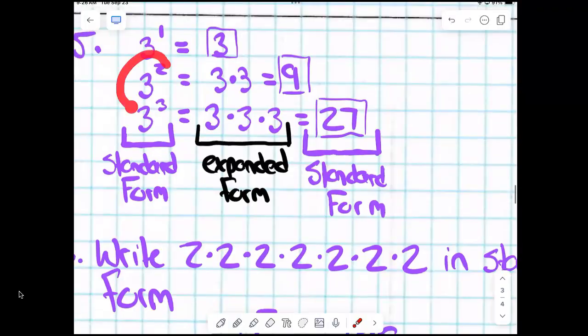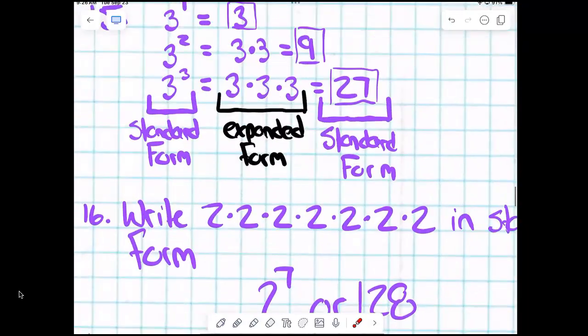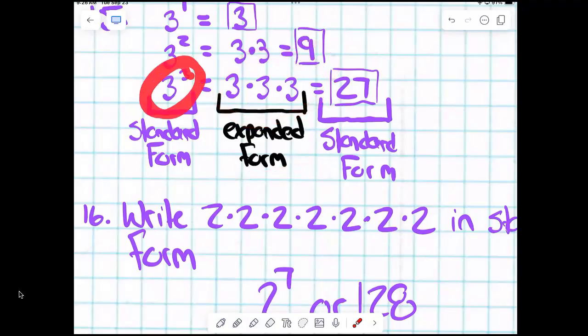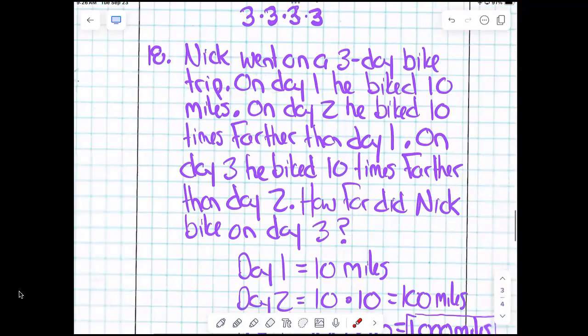3 to the power of 2, right? How many times do I multiply the 3? 2. I multiply the 3 2 times because the exponent's the boss, yes? The exponent tells the base what? To multiply itself 2 times, right? When you list all the numbers out, we call this what form? Expanded form. If you're just giving the problem, or if you're just giving the answer, we call that what form? Standard form.